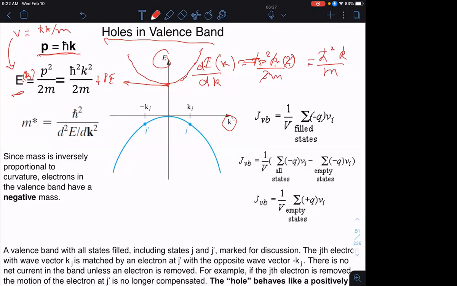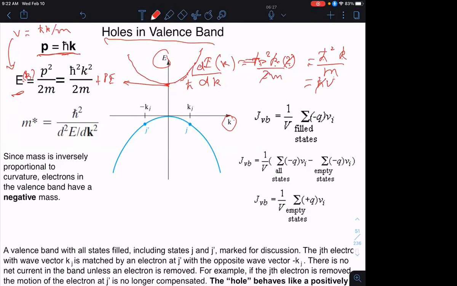Now, what is h bar k equal to? Well, h bar k is equal to momentum. So this works out to h bar times momentum over mass. Now, what's momentum over mass? That's velocity. So that's equal to h bar times velocity. Therefore, if I bring the h bar to the other side, velocity is simply 1 over h bar times dE/dk.